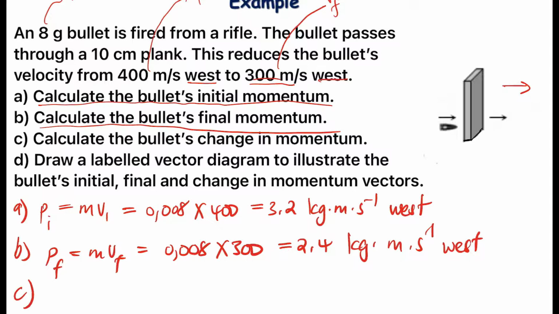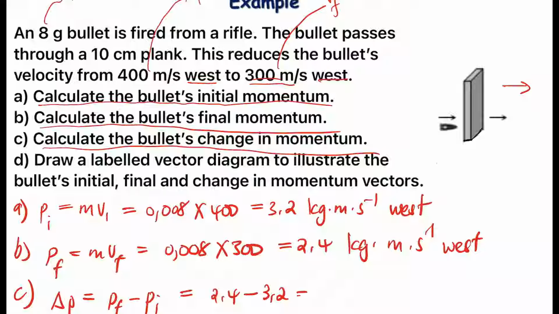So C, it says calculate the bullet's change in momentum. The change in momentum is momentum final minus momentum initial. What is the momentum final? It's 2.4. 2.4 minus the initial, which is 3.2. When you punch it in the calculator, you have negative 0.8. And the negative means it's 0.8 kg meters per second in an easterly direction, east.